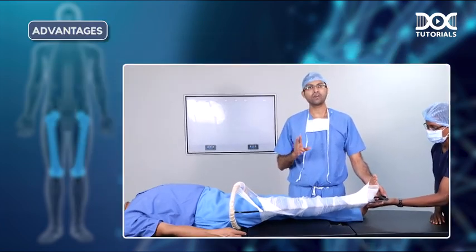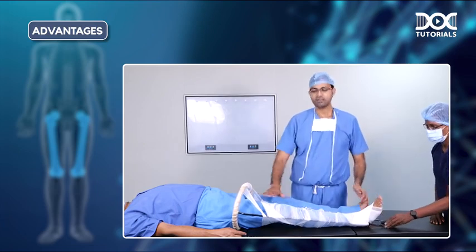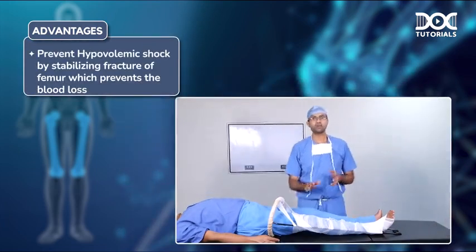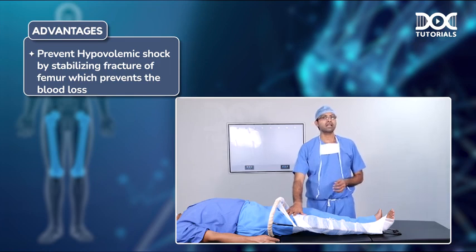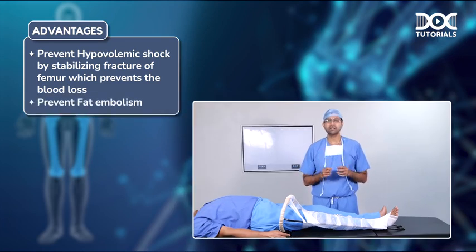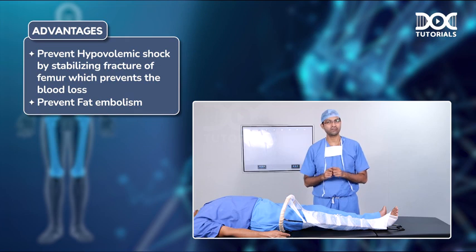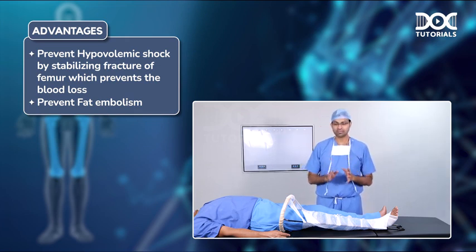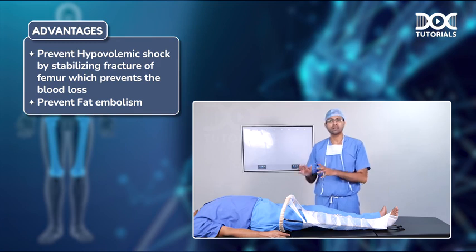And there are 2 important advantages of using the Thomas splint. One is that obviously it will prevent hypovolemic shock in the patient because it will stabilize the fracture of the femur, and this will prevent large amounts of blood being lost. Second is that it will also prevent a serious complication of fracture shaft of femur, which is fat embolism. And for these 2 purposes, you will have to apply a Thomas splint before sending the patient to take an X-ray.